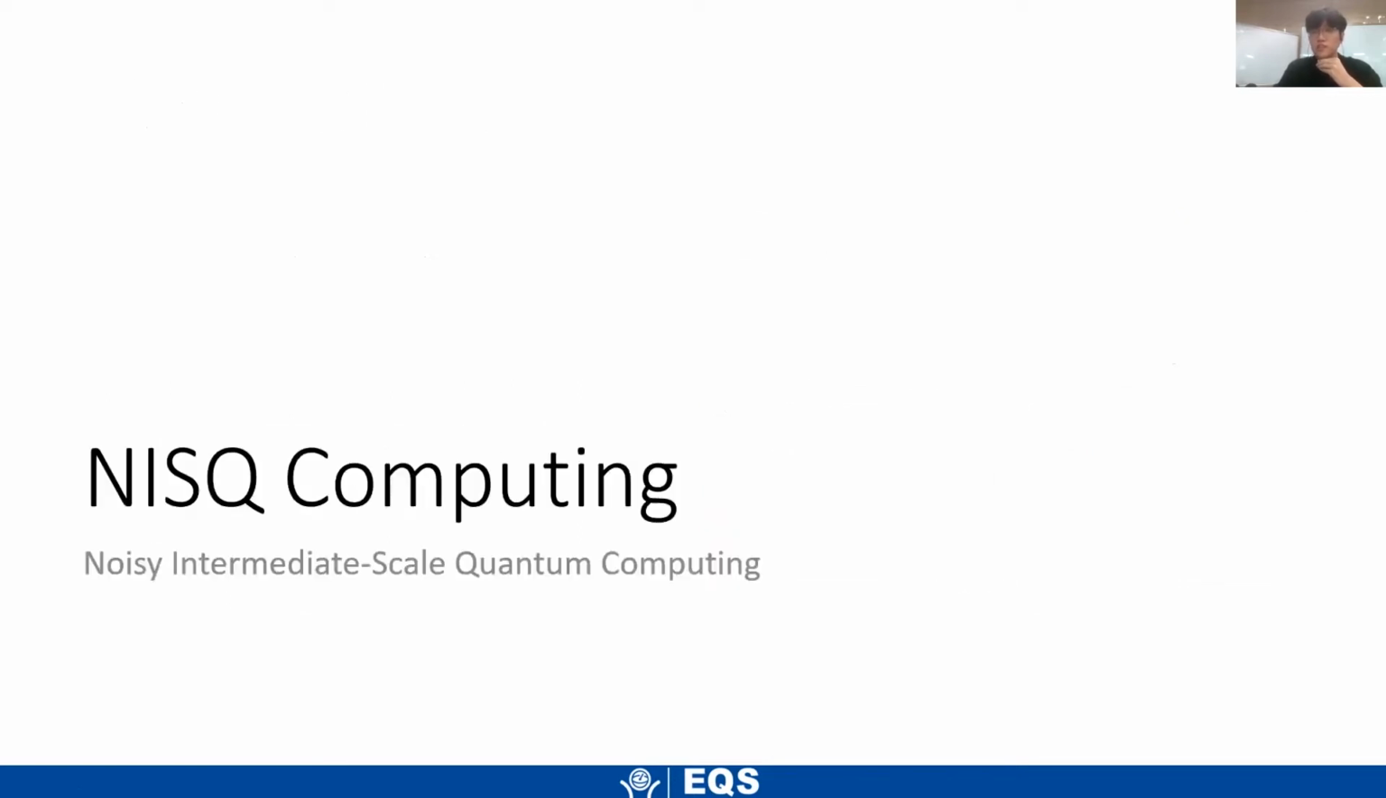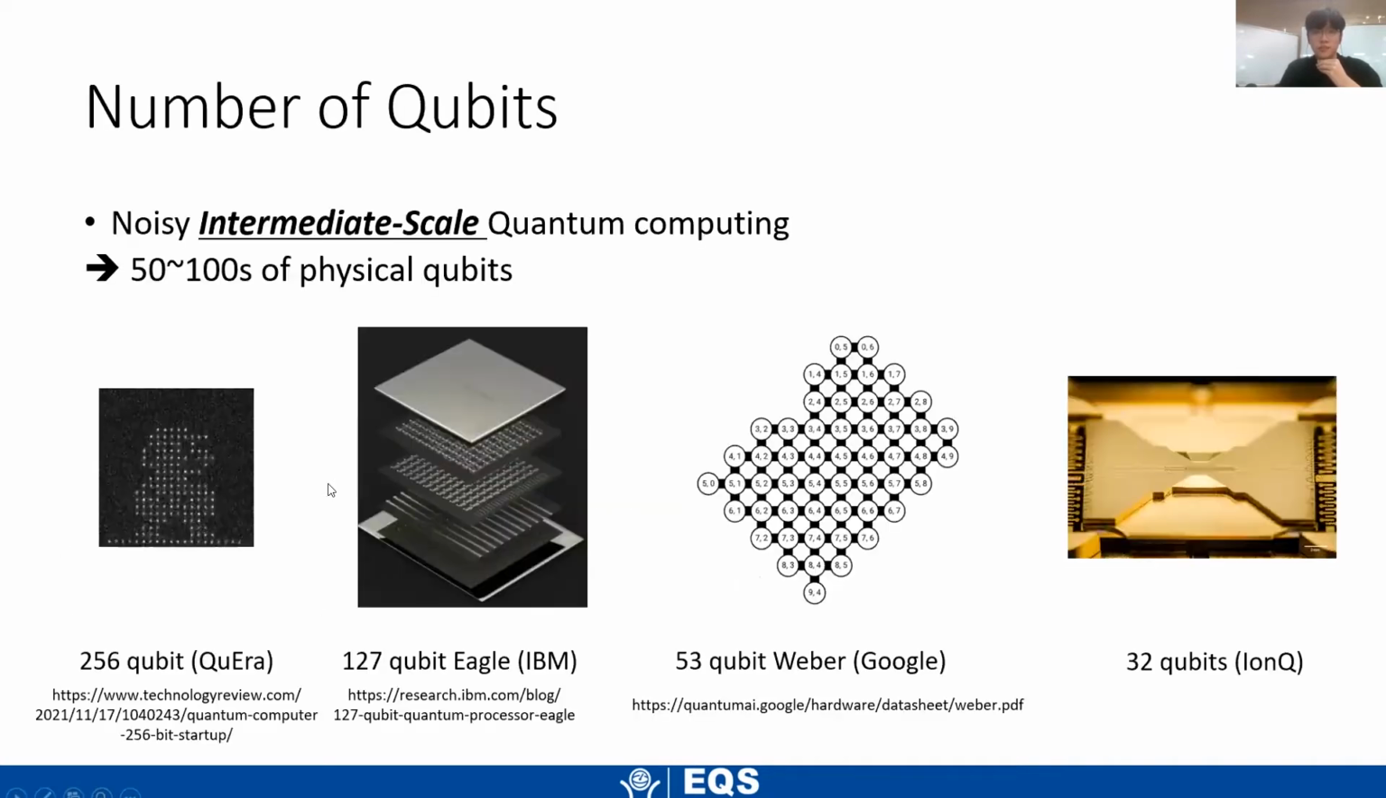Now this leads us nicely to NISQ computing. NISQ computing is noisy intermediate scale quantum computing, and this is a type of hardware that we have right now, and we will use for the near future. And this term was coined by Professor Preskill. So let's talk about the 2 factors in this computing.